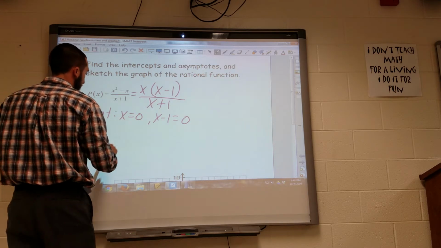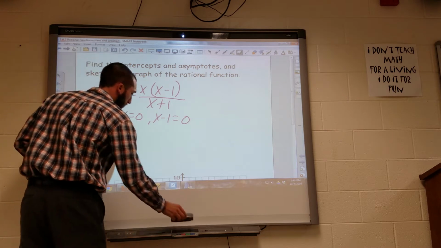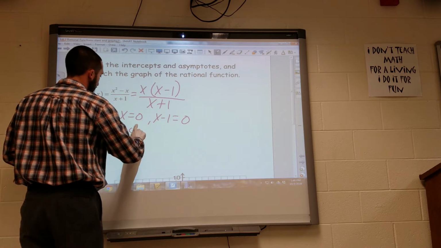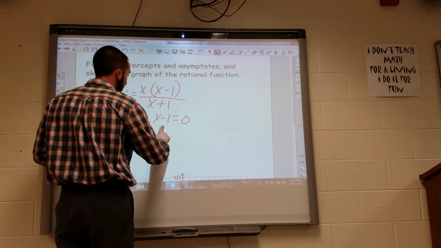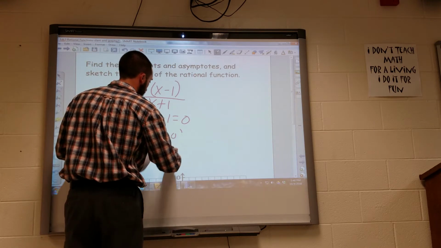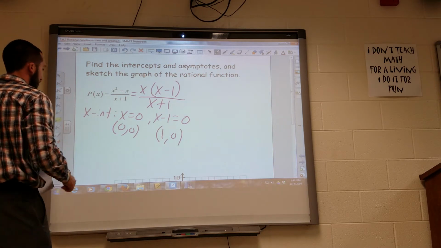So x equals 0 gives me the x-intercept 0, 0. And when x minus 1 equals 0, that means I get the intercept 1, 0. So we've got two x-intercepts in this example.